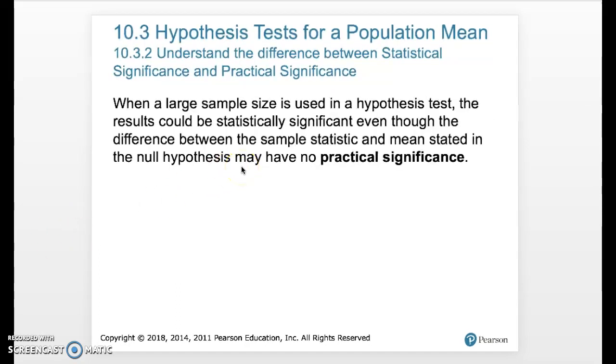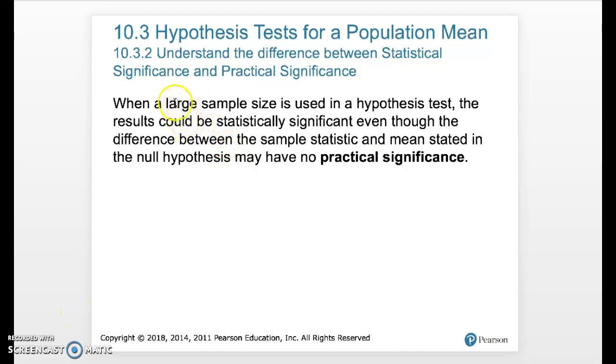So another way to think about it, when a large sample size is used in a hypothesis test, the results could be statistically significant even though the difference is not practically significant. Okay, so abbreviated a little bit though. So the results could be statistically significant even though the difference between the sample statistic and the mean stated in the null hypothesis may have no practical significance. In other words, you can have a low p-value, support the hypothesis you were trying to support, and it not really be all that meaningful.